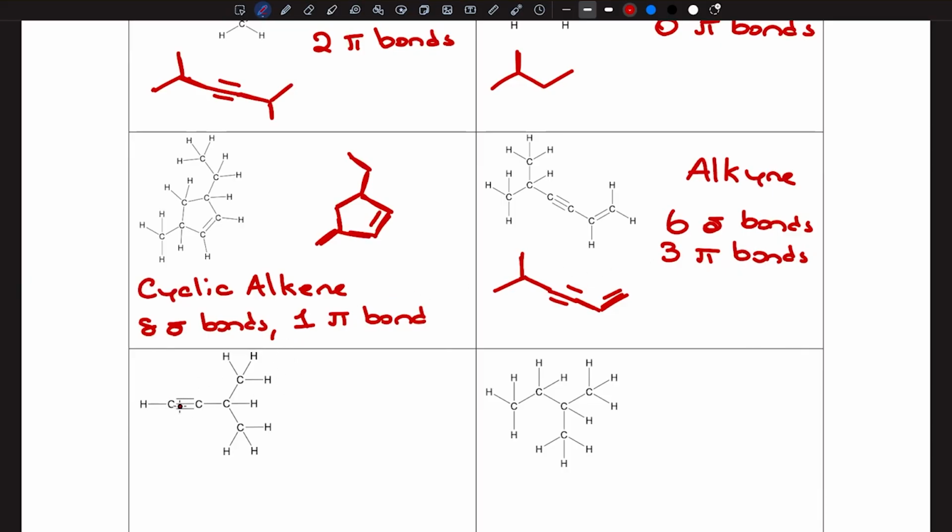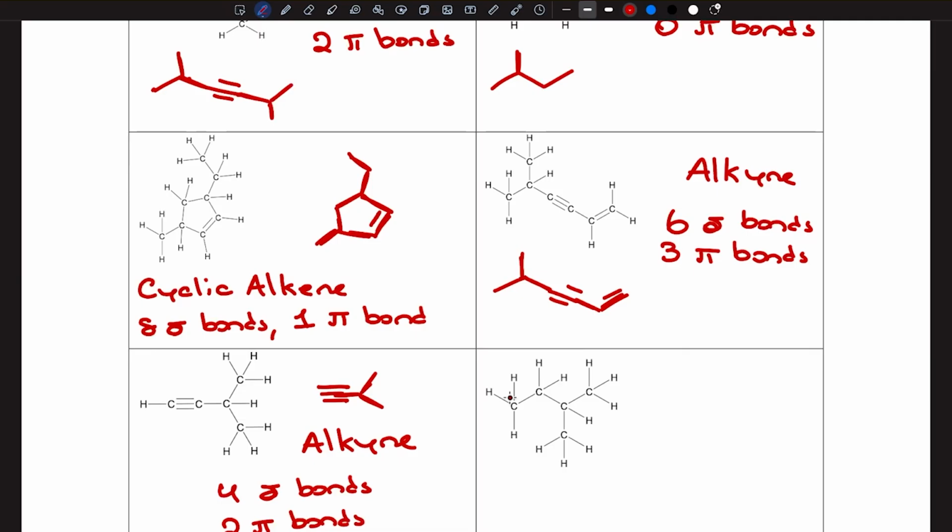The next structure, I see this end carbon that is triple bonded. So you have this triple bond to this middle carbon, and then 2 carbons branching off up and down. And so I do see this triple bond, so it definitely is an alkyne. And it has 4 sigma bonds and 2 pi bonds.